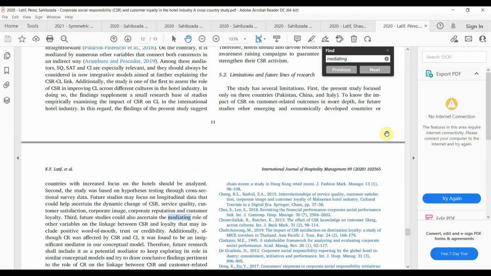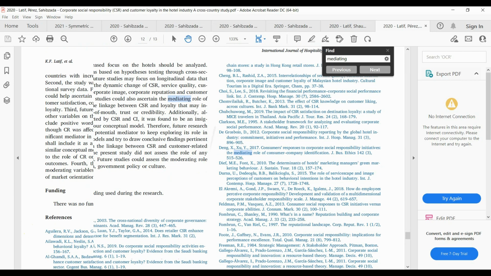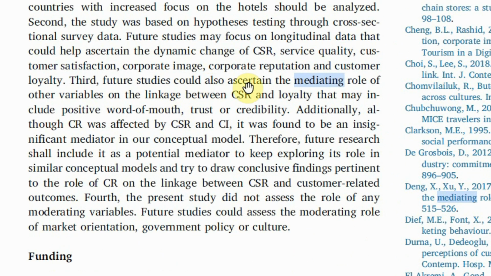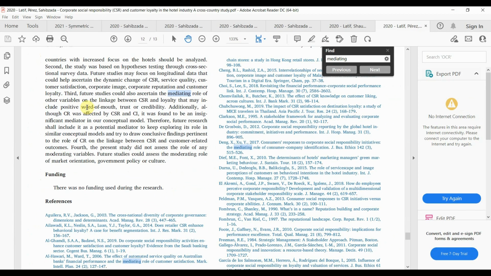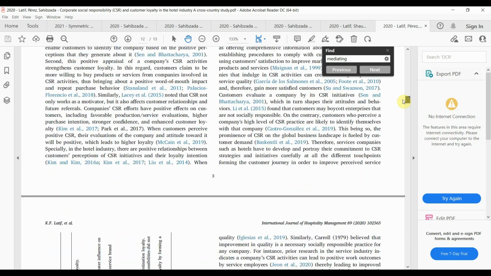So if a relationship between an independent and dependent variable is studied with one or two mediators, you can look into those research studies and identify any other mediators that they have identified. Now look at this one here. Future studies could ascertain the mediating role of other variables on the linkage between CSR and loyalty that may include positive word of mouth, so they are suggesting new mediators. An important point is never take all your mediators from one research study. The reason being that the authors may already be working on these mediators, or someone else around the world may take these mediators. So try to search for mediators from multiple studies.